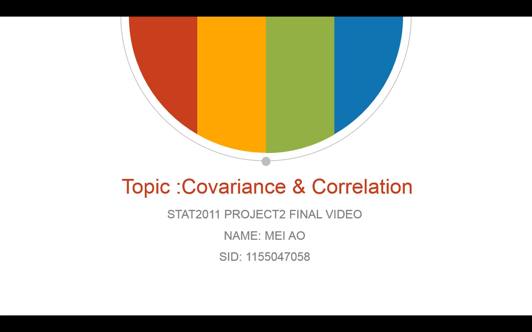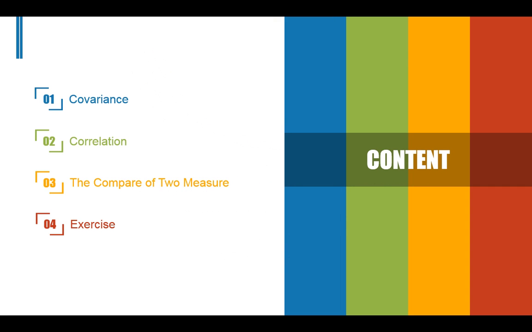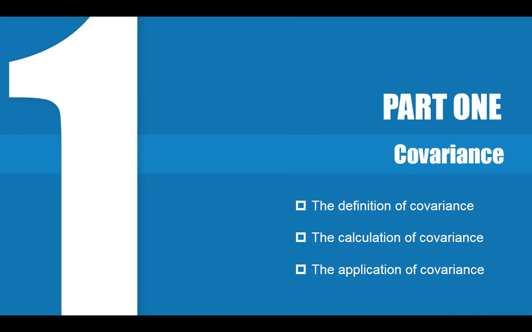The topic of this video is covariance and correlation. There are 4 parts in this video: covariance, correlation, the comparison of these two measures, and the exercise. Firstly, I will introduce the covariance.